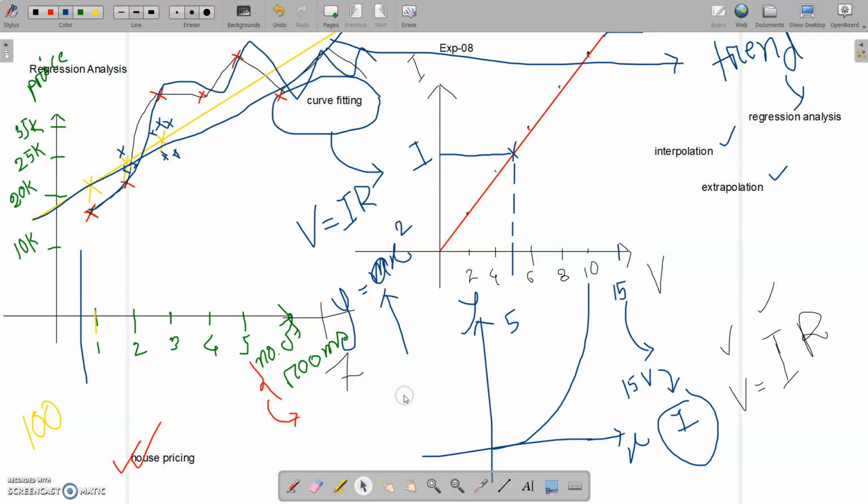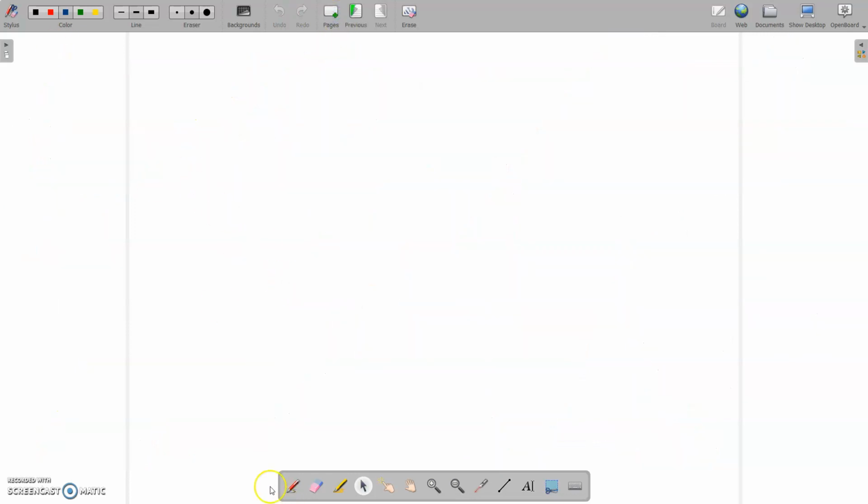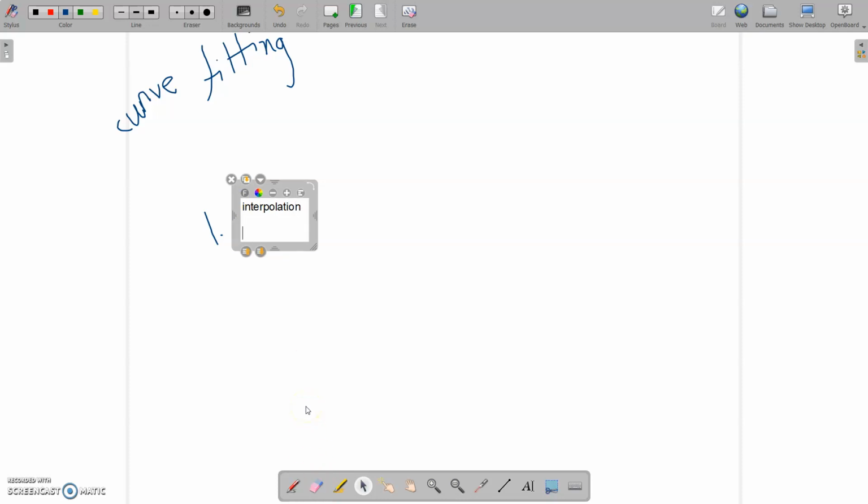This is actually two different types of curve fitting. If we come back here, what we are discussing is the concept of curve fitting. Curve fitting can be of two types. One is interpolation, and the second type is regression. Interpolation is one and regression is two.